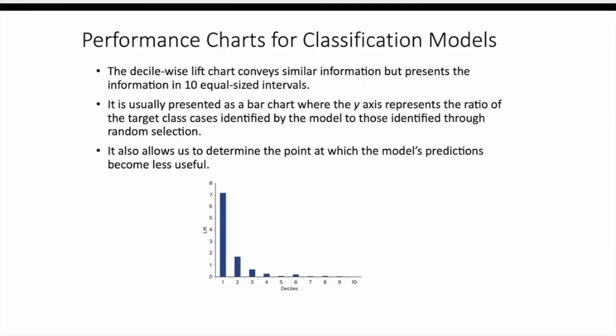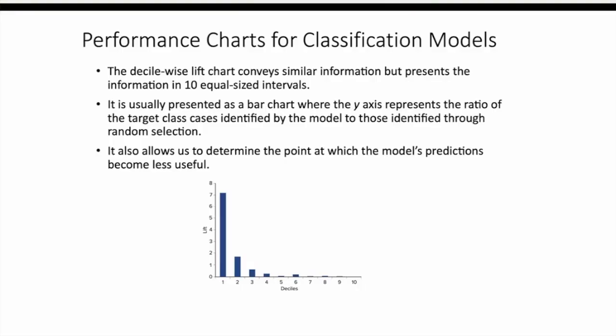Another chart which is similar to the previous one is the decile-wise lift. This gives the same information as the cumulative lift chart, but represents the information usually in 10 equally sized intervals, so every 10% of the observations. It's usually presented by a bar chart where the y-axis represents the ratio of the target class cases identified by the model to those identified through random selection. Look at this one. It shows the lift for the first 10% of the observations is about 7.1, which means that the top 10% of the observations selected by the model contains 7.1 times as many class 1 cases as the 10% of the observations that are randomly selected.